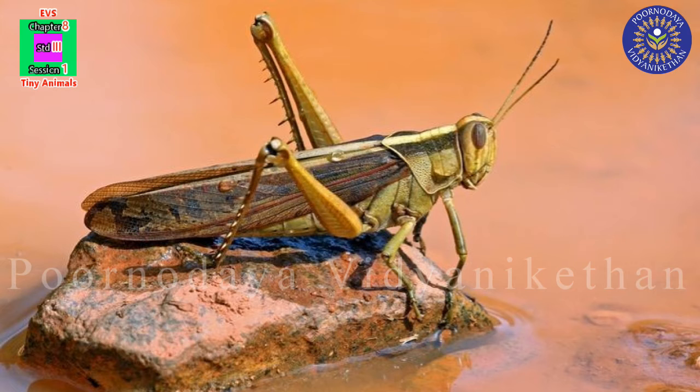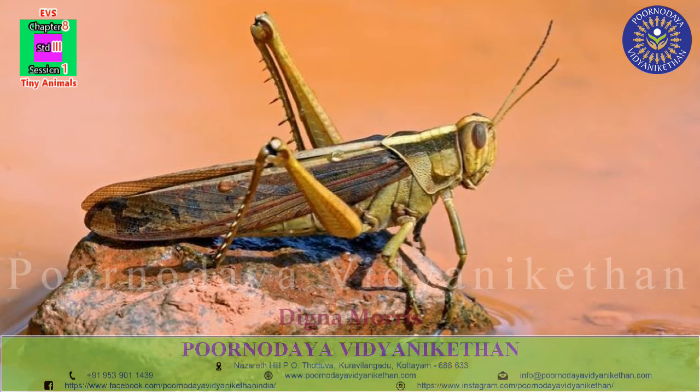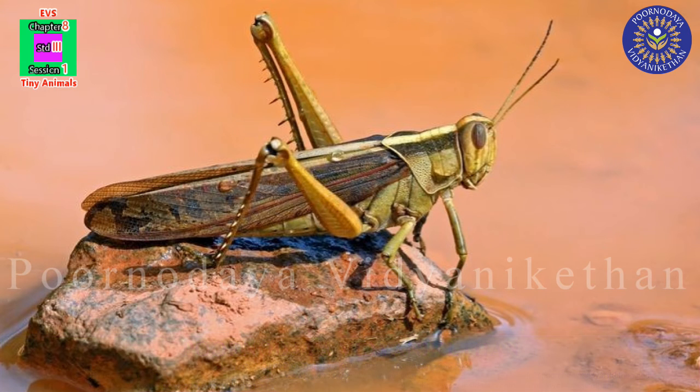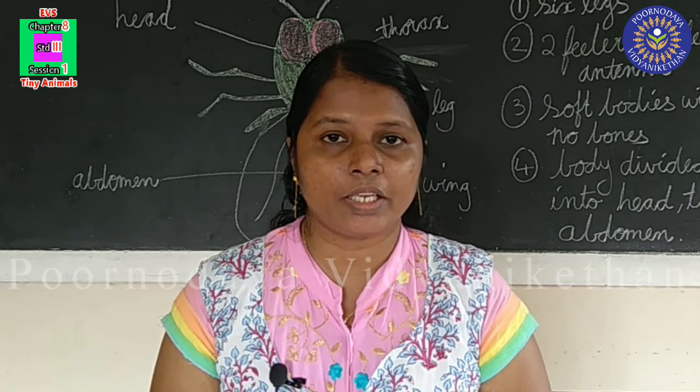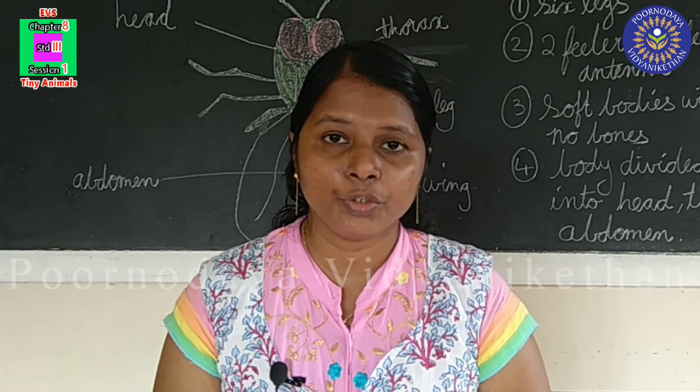Locusts eat fully grown crops and damage them. We can see locusts in fully grown crops and they will damage the crops. Next we are going to learn about useful insects. Insects that are useful to us.